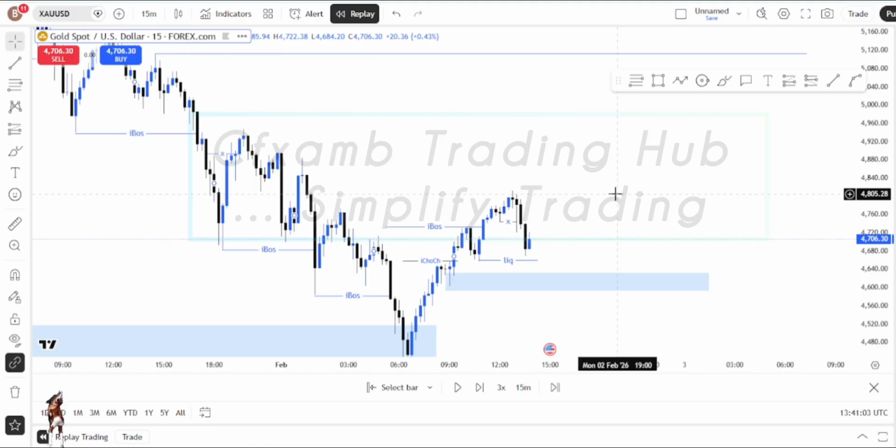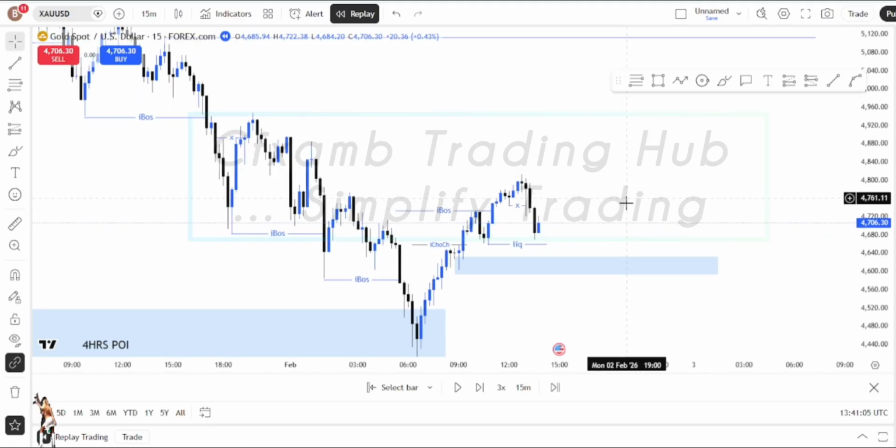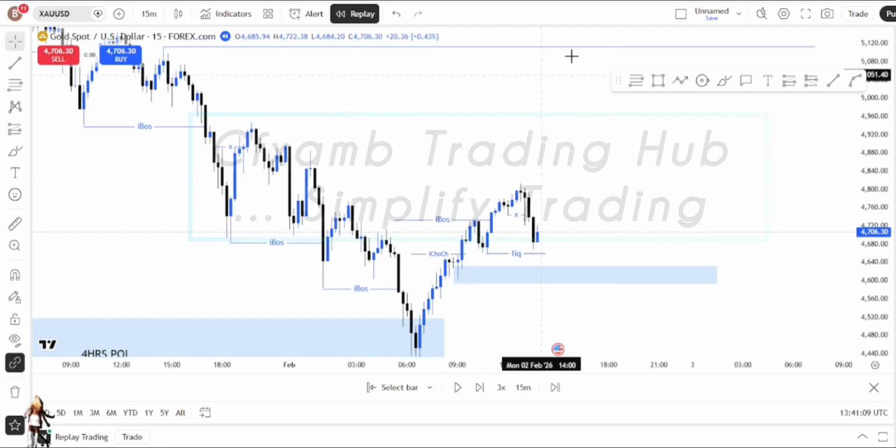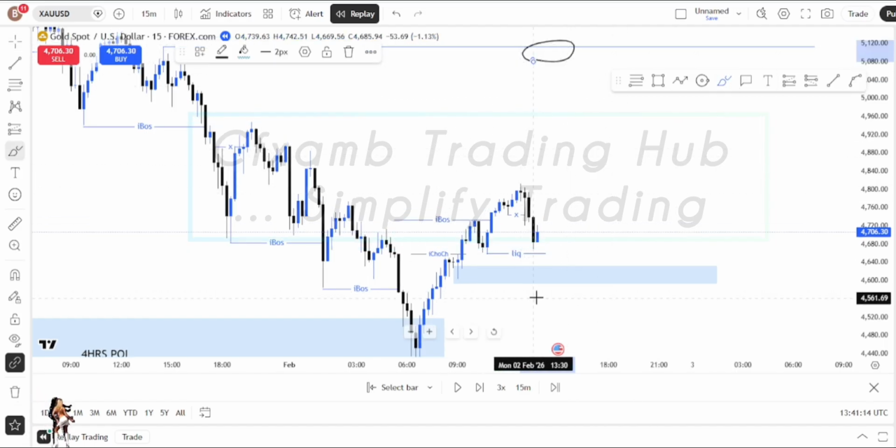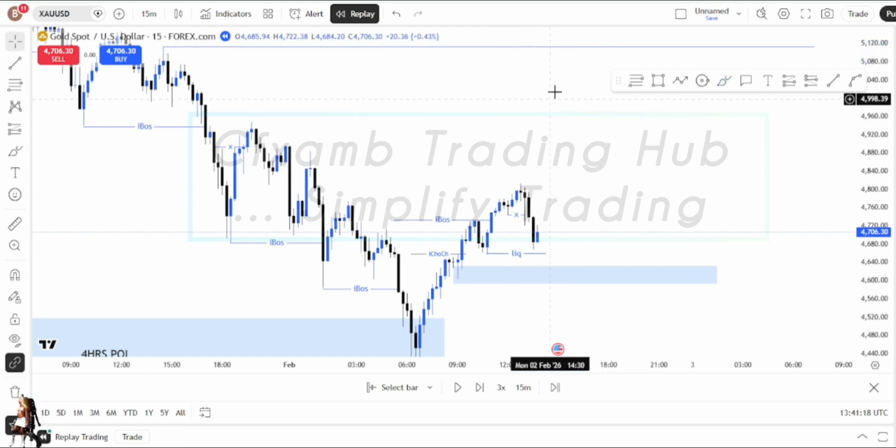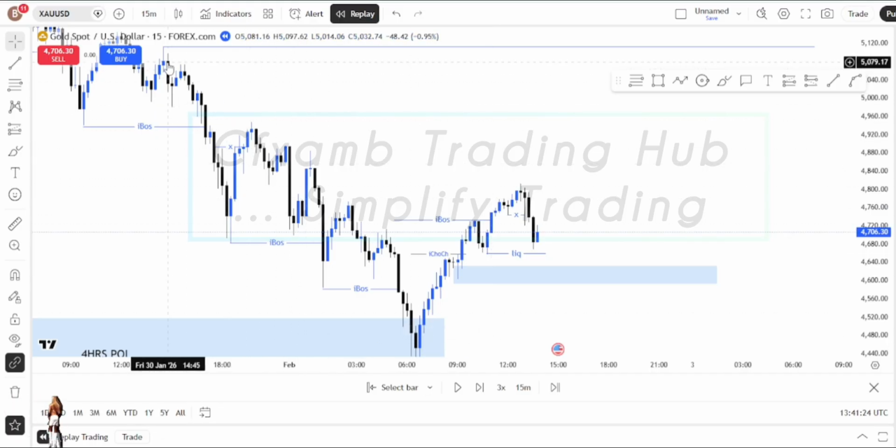Sorry guys, this gives us internal BOS. So that is how you mark out your structure very well, so that smart money will not take you unaware. Now this is where we are targeting. Our target is going to be here. If you are buying from any zone here, this is where we are targeting. So that is how you trade from one liquidity to another liquidity. This is our low here, and this is the high.